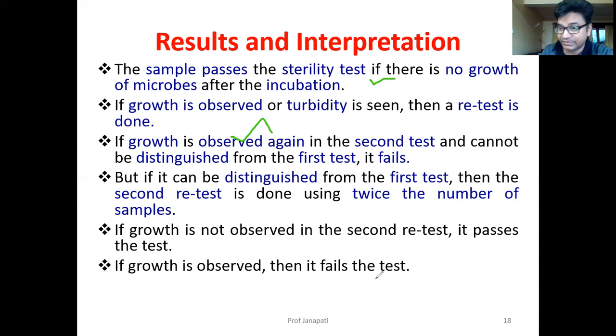So this is about the interpretation. Again, I will tell: first, direct pass. Second, if you observe some growth or you are not able to distinguish, then you need to retest it. If there is any change, you do it again with double the samples. Now on the second test, there should not be any growth. In the retest with double the quantity, you should not have any growth. If there is growth, that means the product is not sterile and it should be rejected. And the QC department will not give approval for marketing.